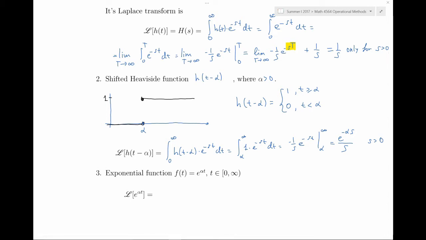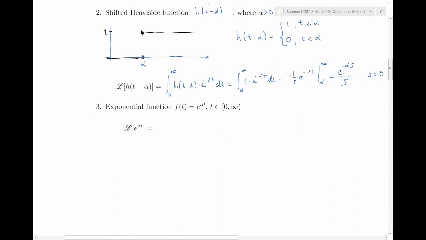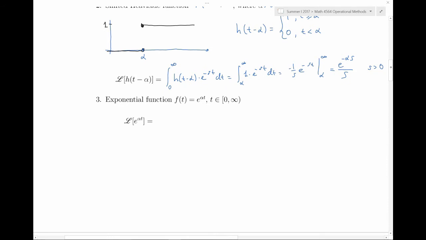Notice it's very similar to the Laplace transform I got before. Before, I've got 1 over s right here. And now, shifting it by alpha, I get this extra factor, e to the minus alpha s. This will actually be one of the theorems that we're going to discuss later, which will prove that this is actually a general pattern when you're shifting your functions.